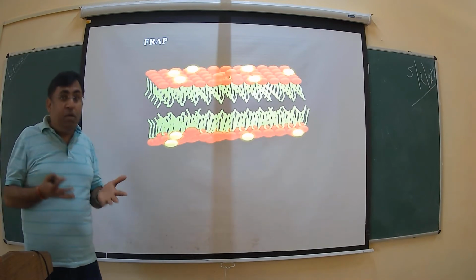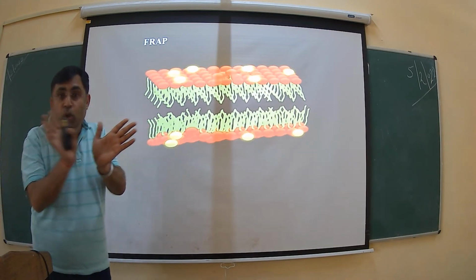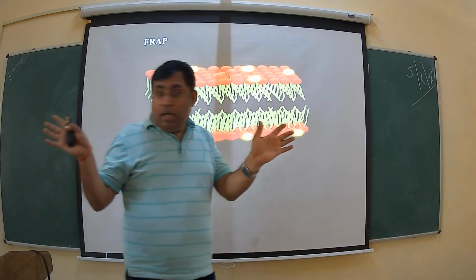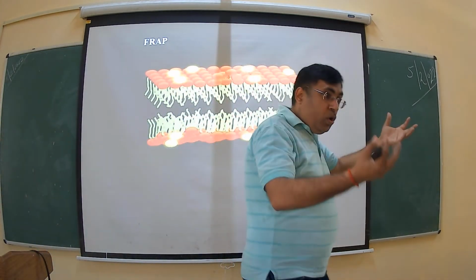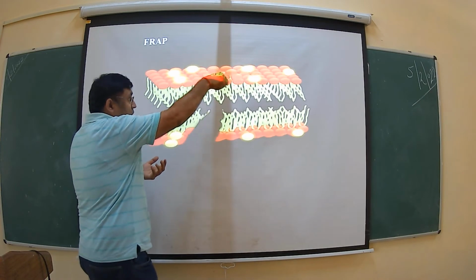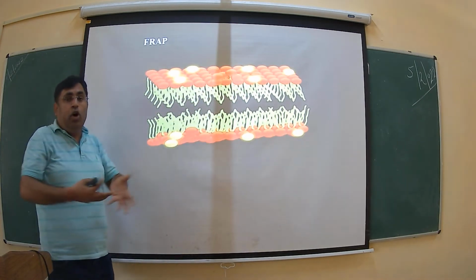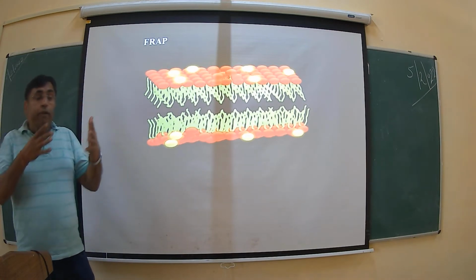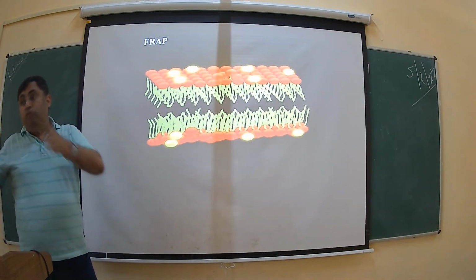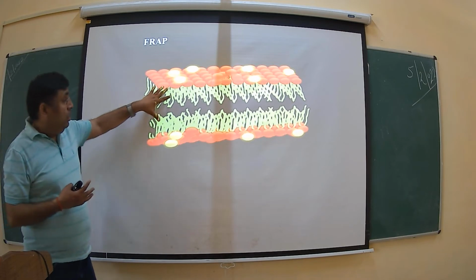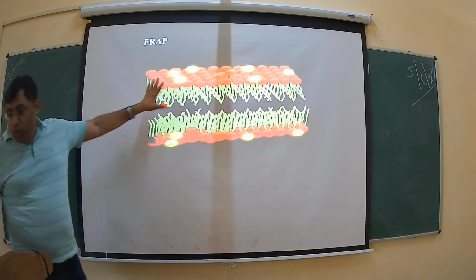And why is it recovered? Because these protein molecules diffuse to different sites. So what happened? One comes here, and so this area again got illumination. So that's why it is called fluorescence recovery after photo bleaching. So, you got this point.